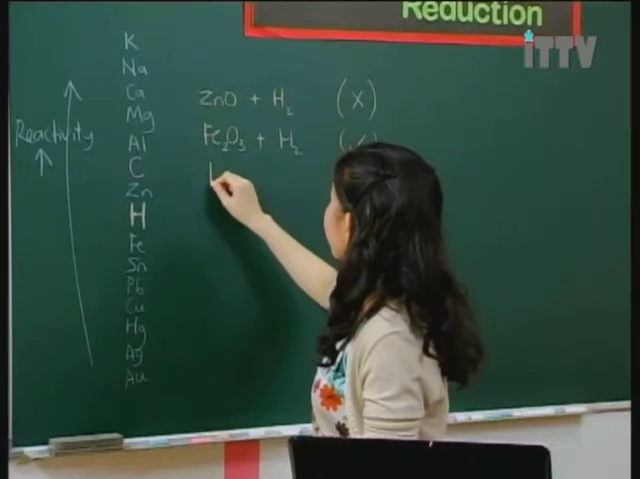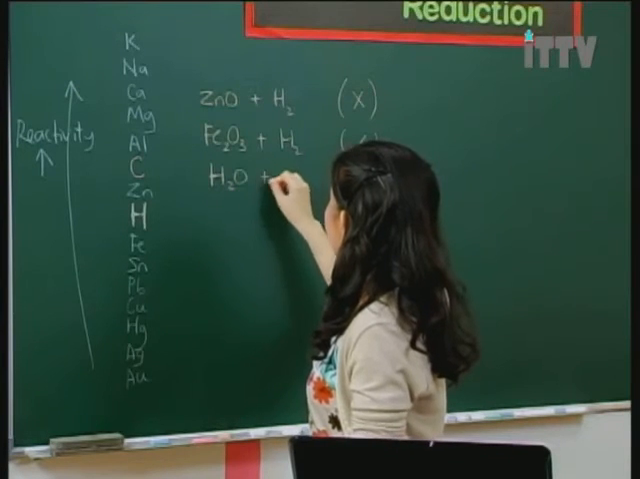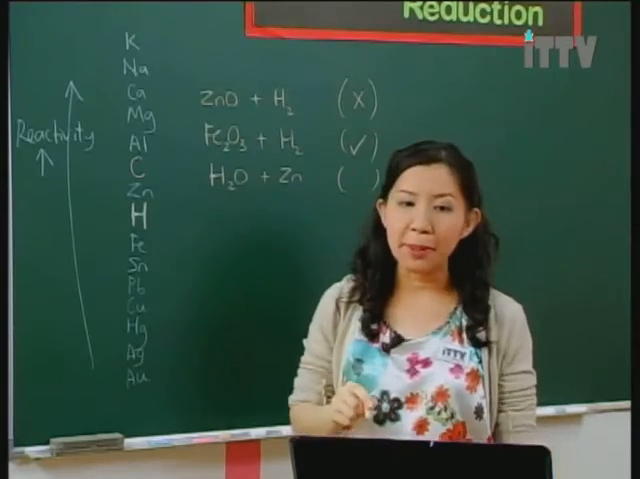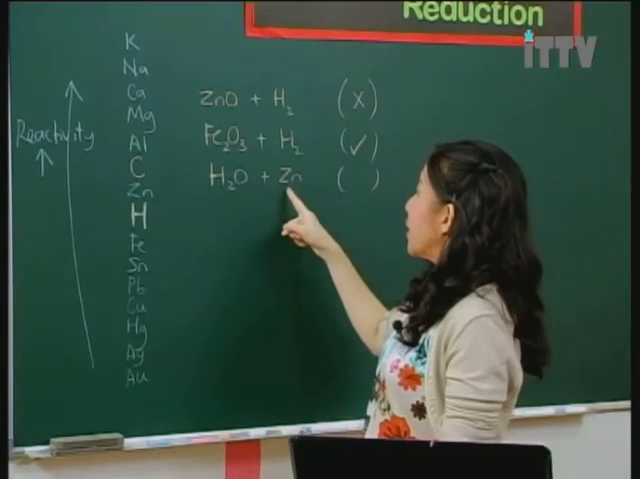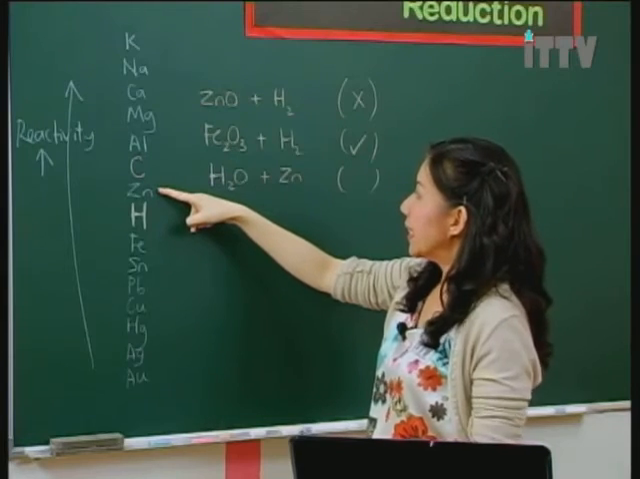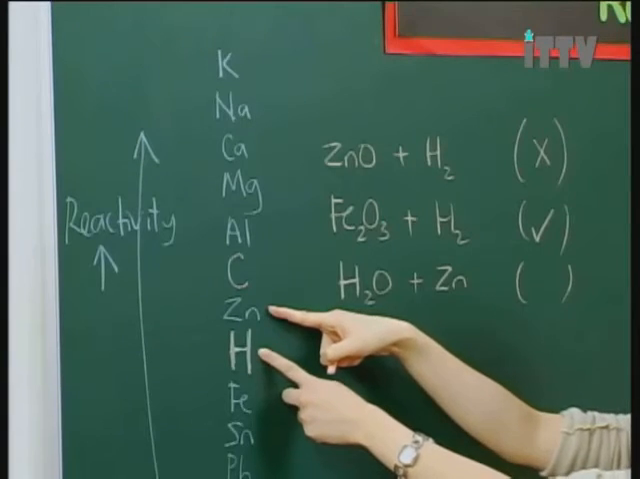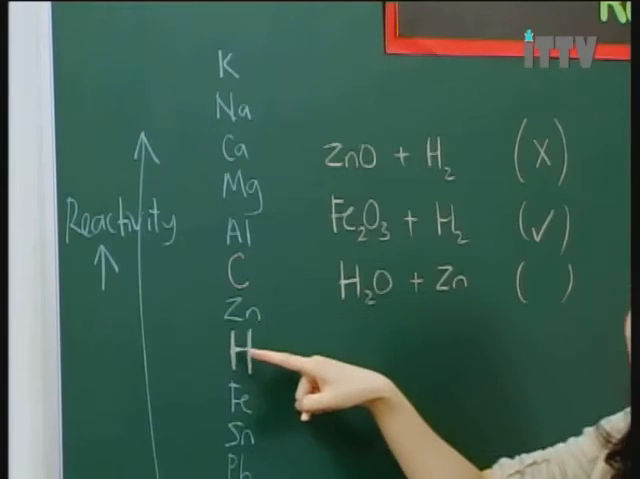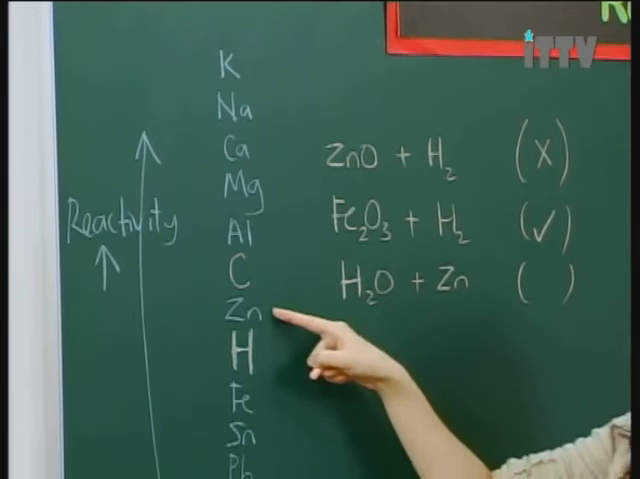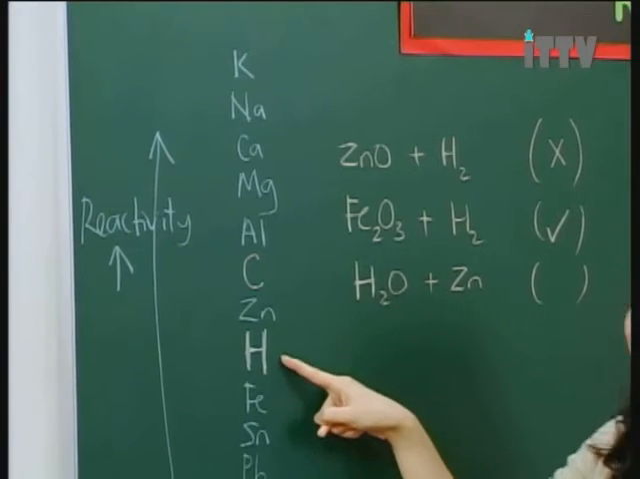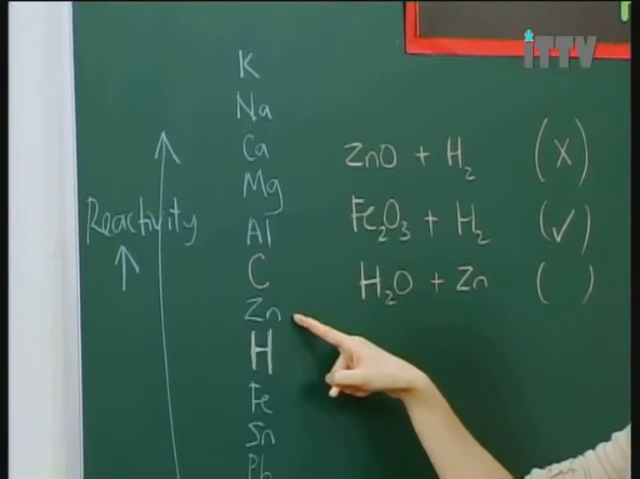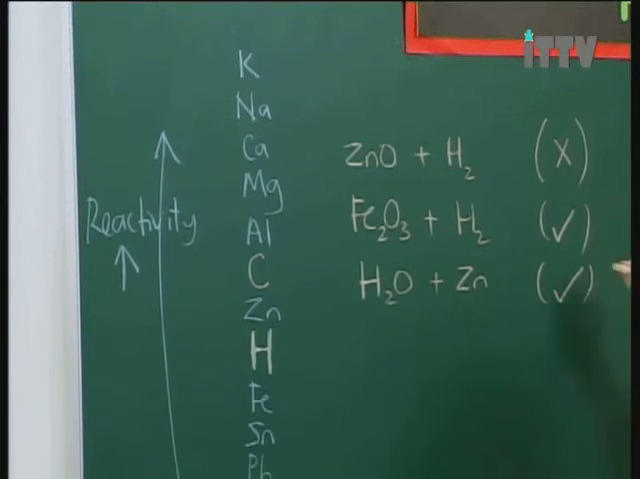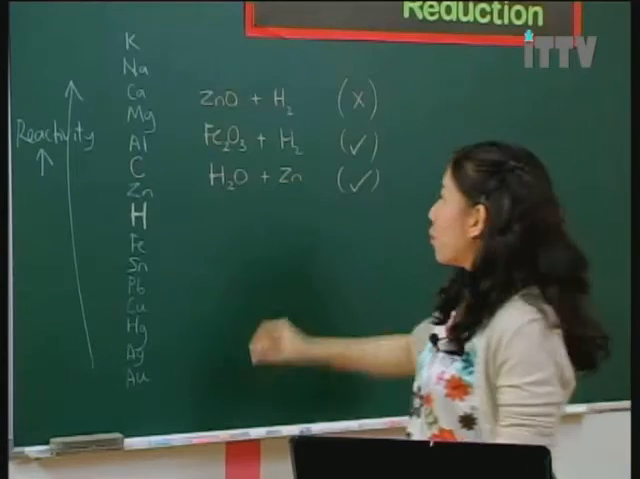Thirdly, steam and zinc. Would this reaction happen? Now let's look at the position of zinc. Zinc is here and hydrogen is here. Would zinc be able to reduce the oxide of hydrogen, which is considered as water? Zinc is more reactive than hydrogen, so yes, zinc is able to reduce the oxide of hydrogen. So also, yes.